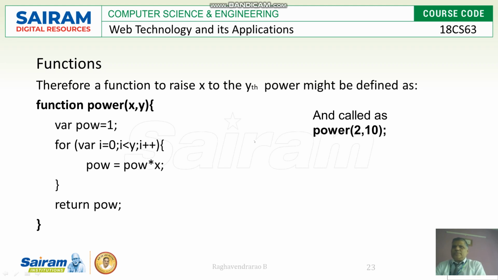How are we going to call this one? We'll call it by passing values. Pass by value, pass by reference. This is a common programming language concept. So power 2 comma 10: 2 is x, y is 10, so it is getting calculated here.